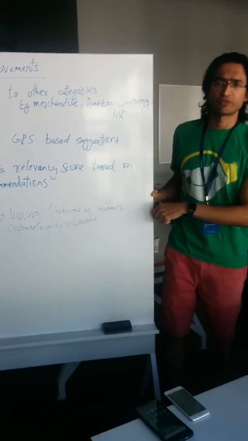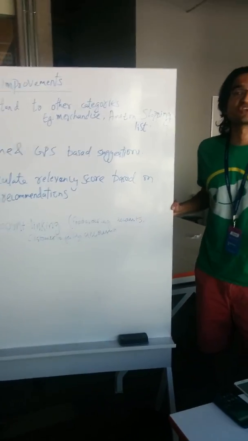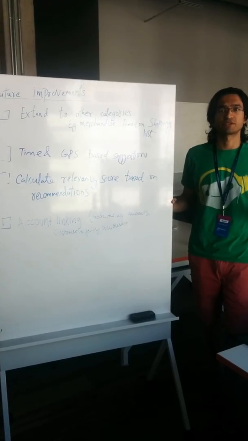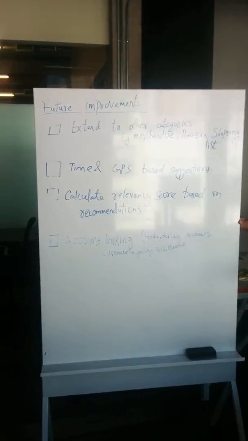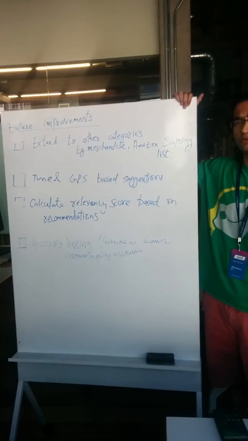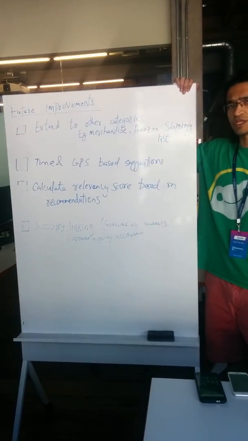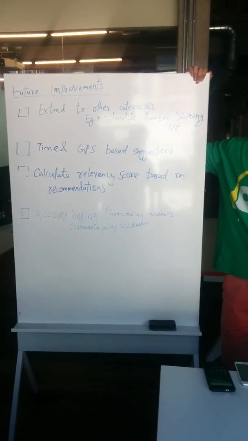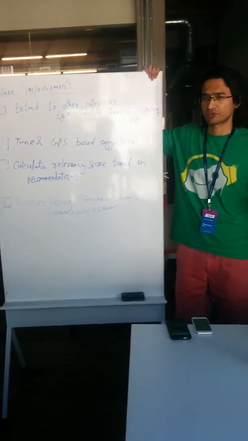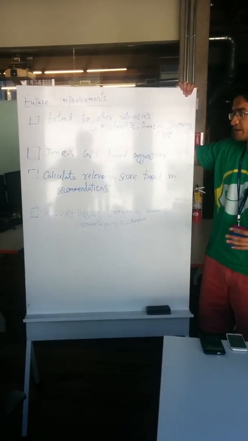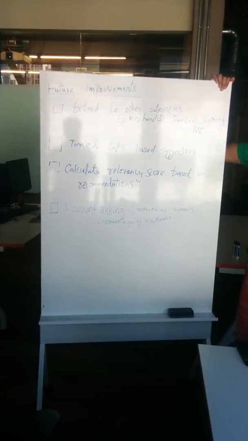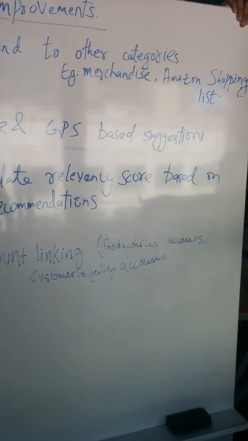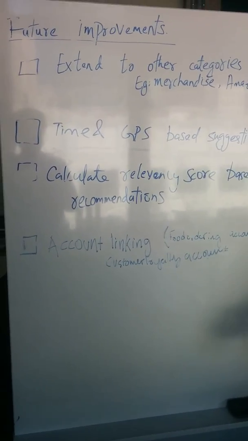So as you just saw, this was one particular use case of using IoT and cloud services to really be able to target advertisements and deals to customers. And of course, there is quite a bit of future scope that you can include in this project. The first and foremost being having more organizations than just restaurants. Apart from that, you can have many such improvements like providing time and GPS-based suggestions and creating a relevancy score and having more relevant recommendations for customers.